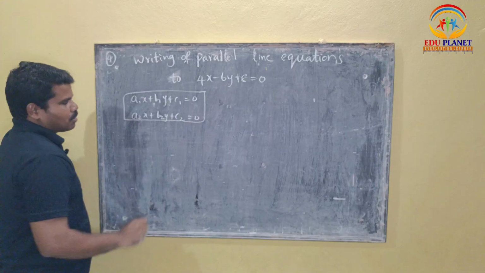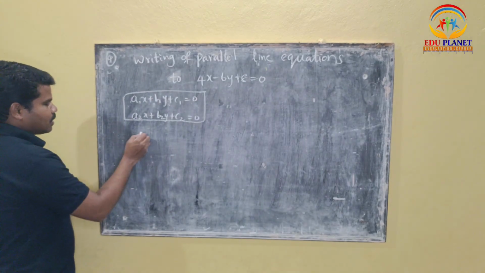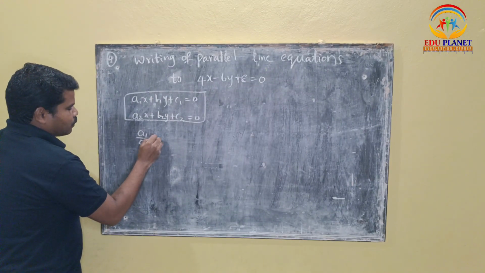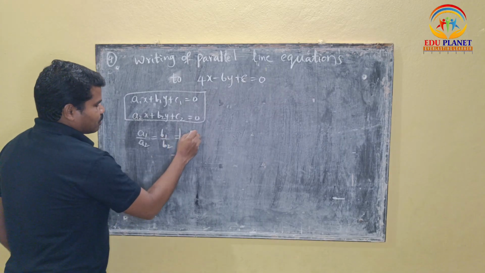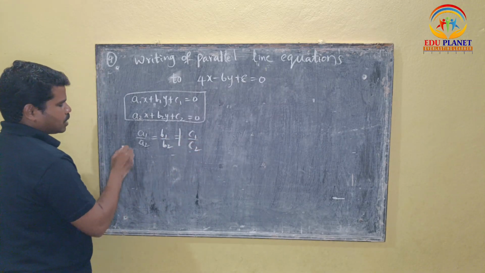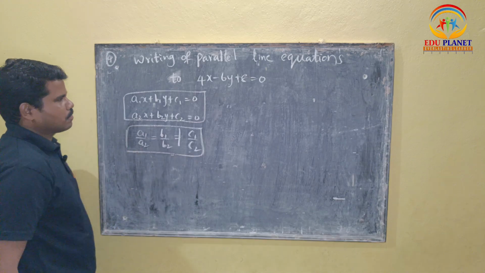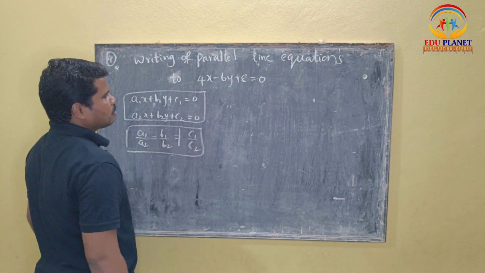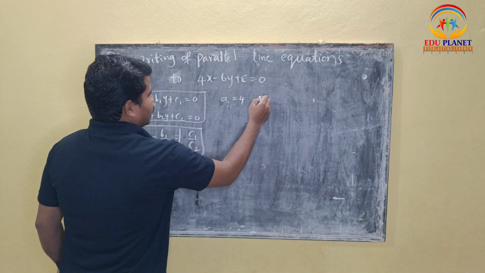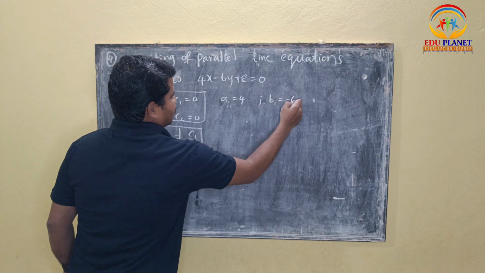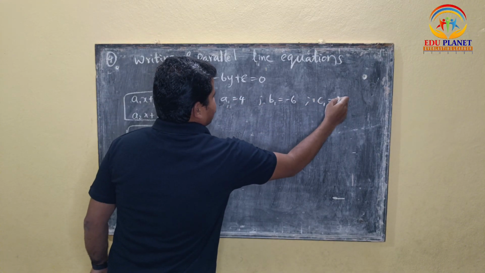These two equations are parallel when the ratio of a equals the ratio of b, which should not be equal to the ratio of c values. Yes, right? We need to follow this condition. So they have already given the a1 value. A1 is 4. Next, b1 is minus 6. C1 value is 8.